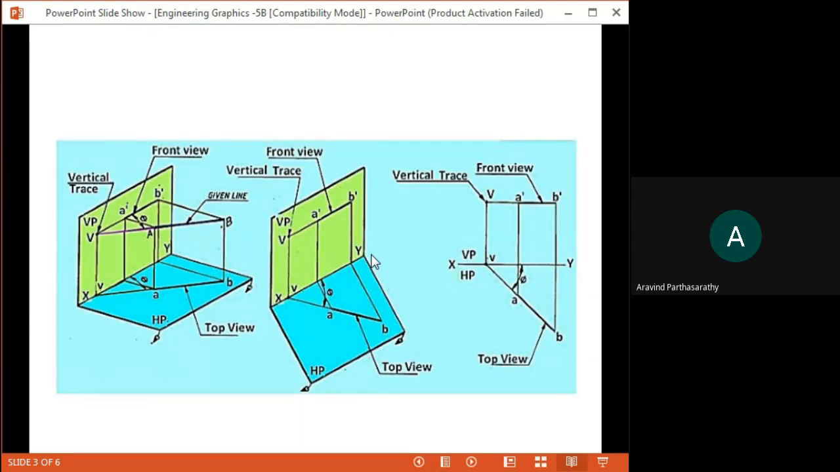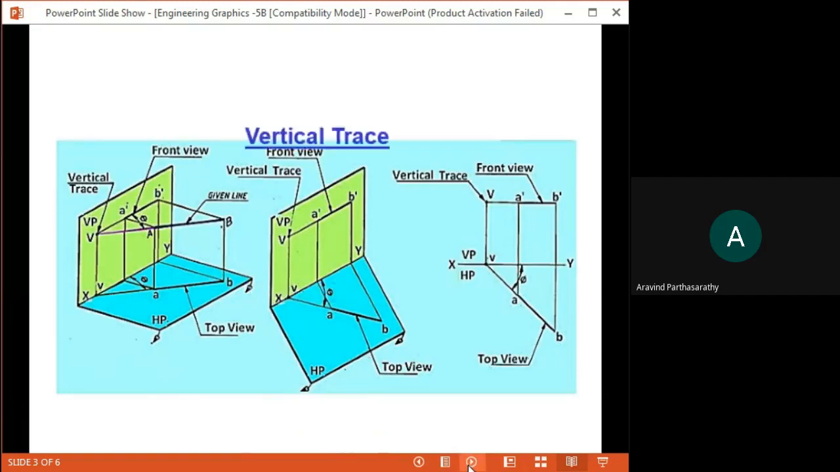And Joshi, did you understand what this vertical trace is in this problem? Yes, sir. Yes. Anyone who is not understanding, please let me know. I hope everyone has understood this.